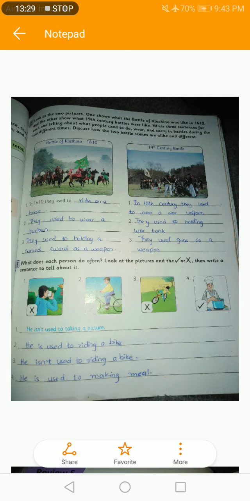Then look at the third picture, which is a cross. It means that he isn't used to riding a bike. Then in the fourth one, it is a tick, it is true. It means that he is used to making meals. Okay. Now come to page 52.